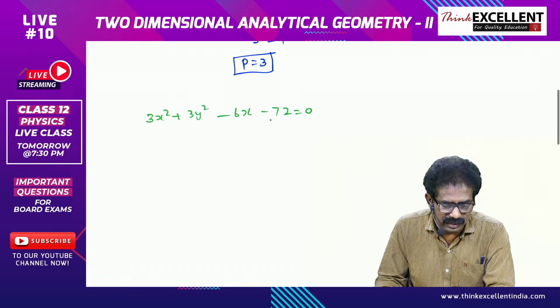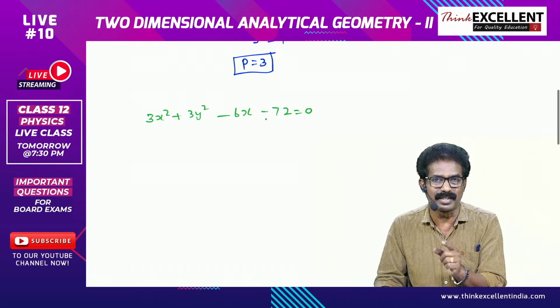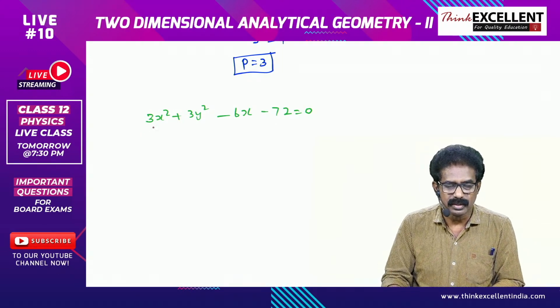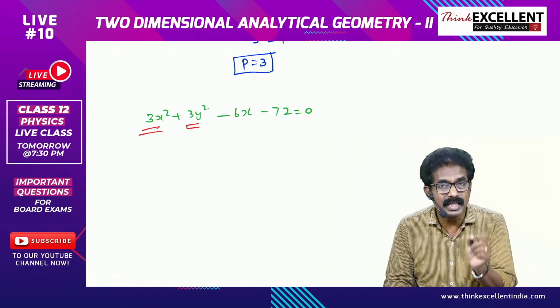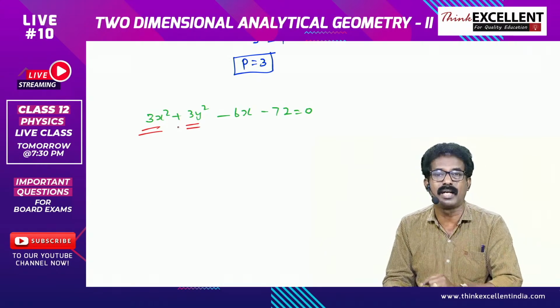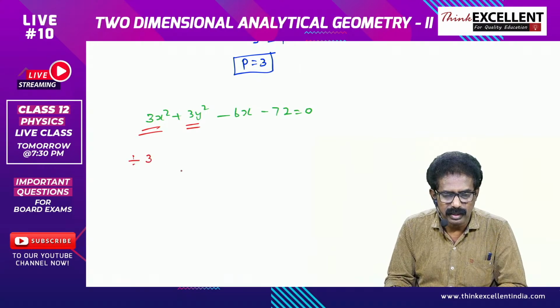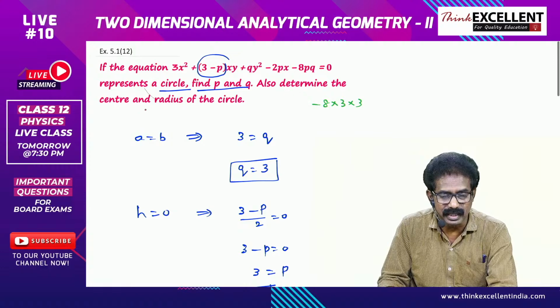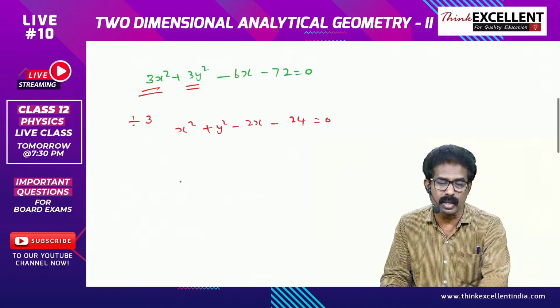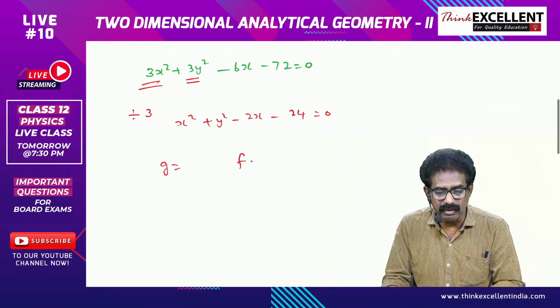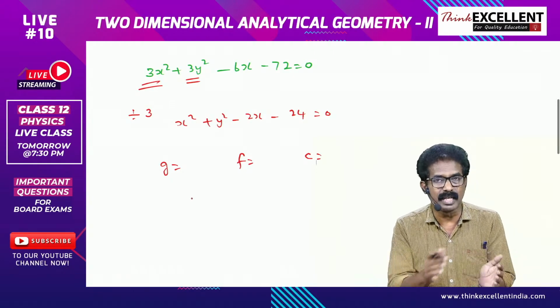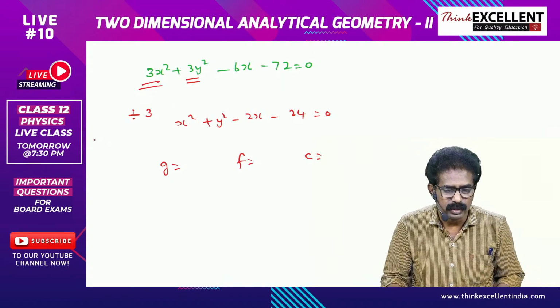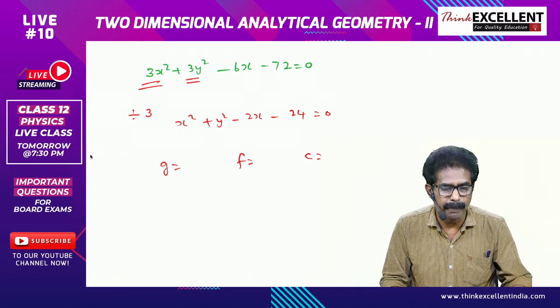Now if I ask what is G, center, you will say correctly, right? Because already we did. You have to see this very carefully. 3x square, 3y square, make it as 1. So dividing by 3, you are getting x square plus y square minus 2x minus 24 is equal to 0. Now you can find center and radius. They asked to find center and radius, so identify the values of G, F, C. You can find center minus G, minus F, and radius you know. So let's move on to the next question.